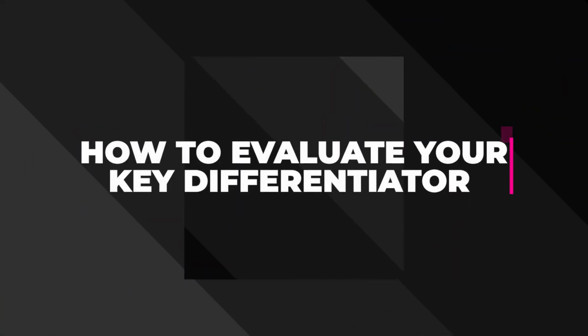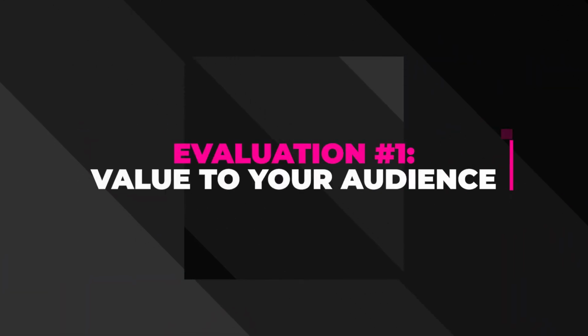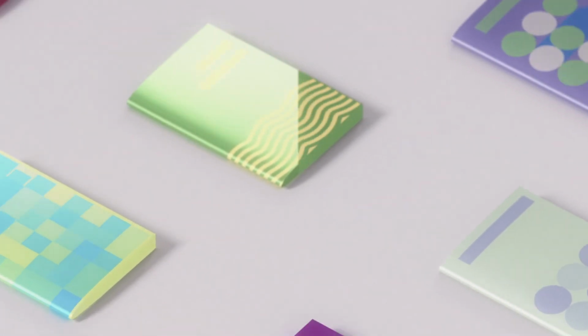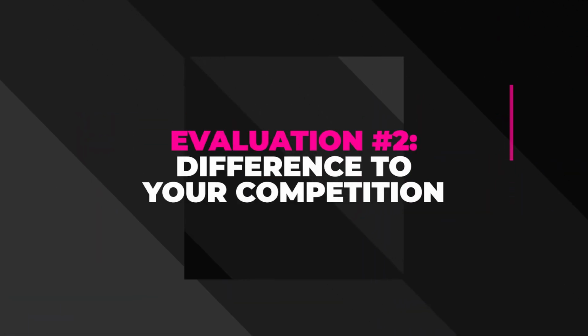Now, of course, once you've taken the time to identify a short list of potential key differentiators, you need to evaluate their potential effectiveness. Now, this is best achieved by screening the ideas with a series of evaluation filters, which are the following. Evaluation number 1 is the value to your audience. Now, your idea might be unique, but how will your audience value that difference? Will they see it as a novelty that will wear off, or will they see it as a genuine game changer?